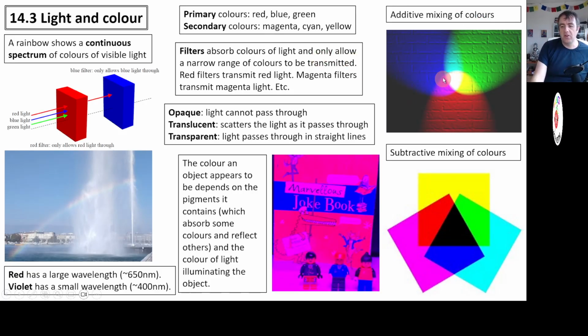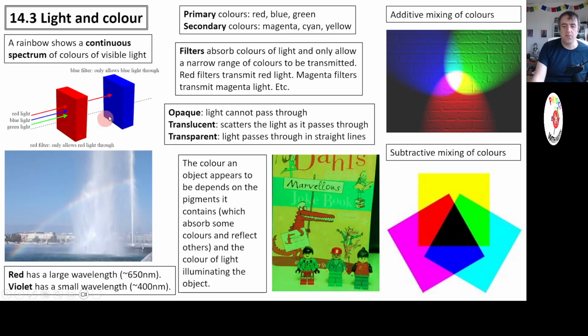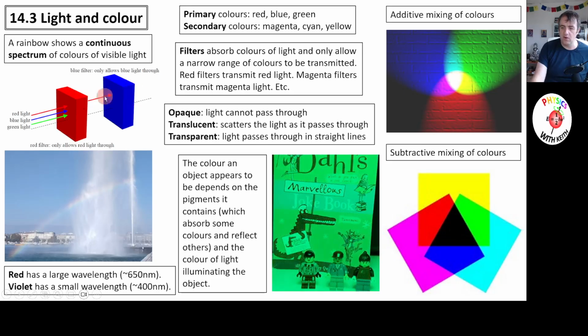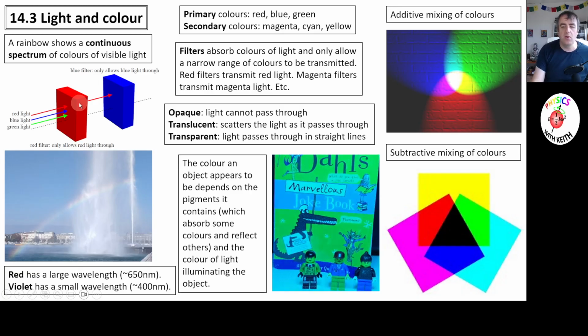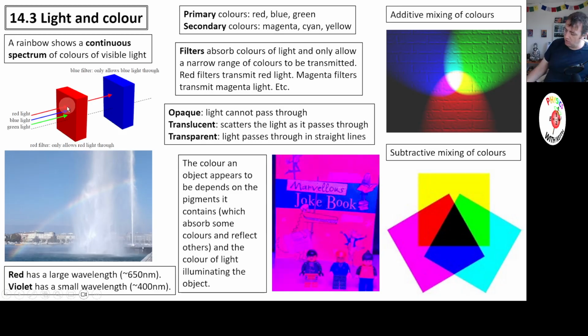We can do the opposite. We can remove colours of light rather than adding them. And we can do that by using filters. Filters like red filters and blue filters are the two examples I've got here. So filters remove colours.